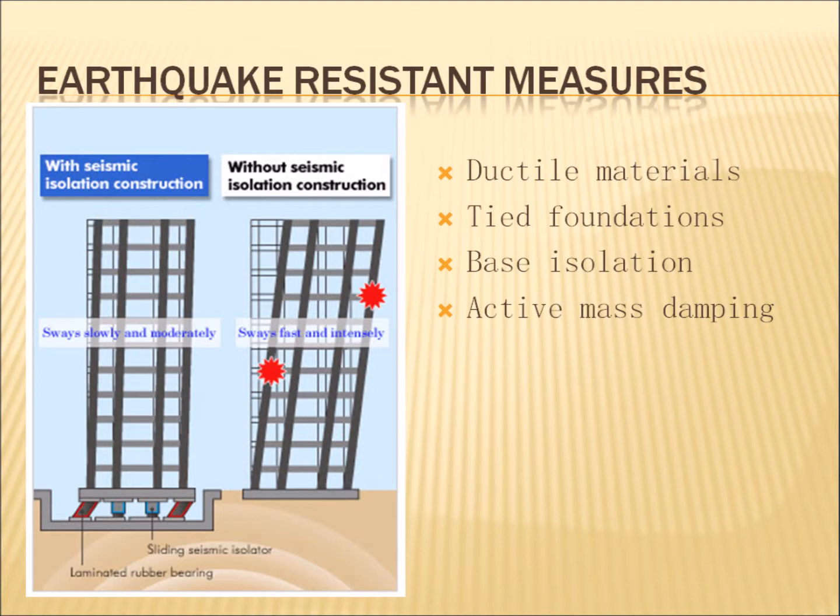Lastly, we have active mass damping. This involves placing a large mass on top of the structure, and it's used to counteract inertial forces. So as the base of the structure is moving, the mass on top of the building is counteracting those forces acting upon the base and keeping the building still. However, this is very new technology, I don't know a ton about it, and it's very expensive, so I would not recommend using that. If you're going to build an earthquake-resistant structure, if you have the funds for it, use base isolation.